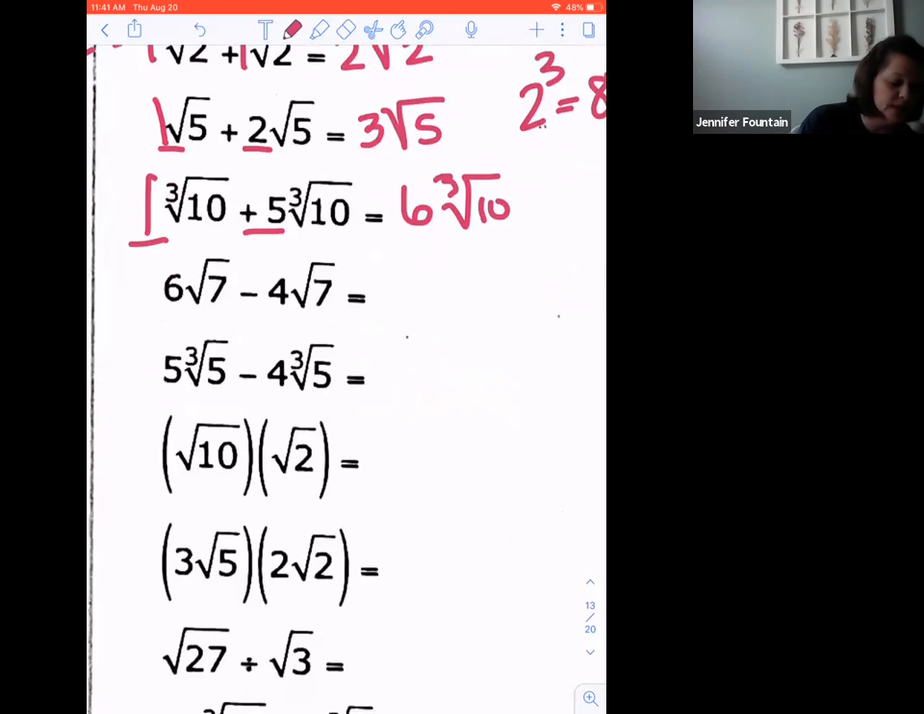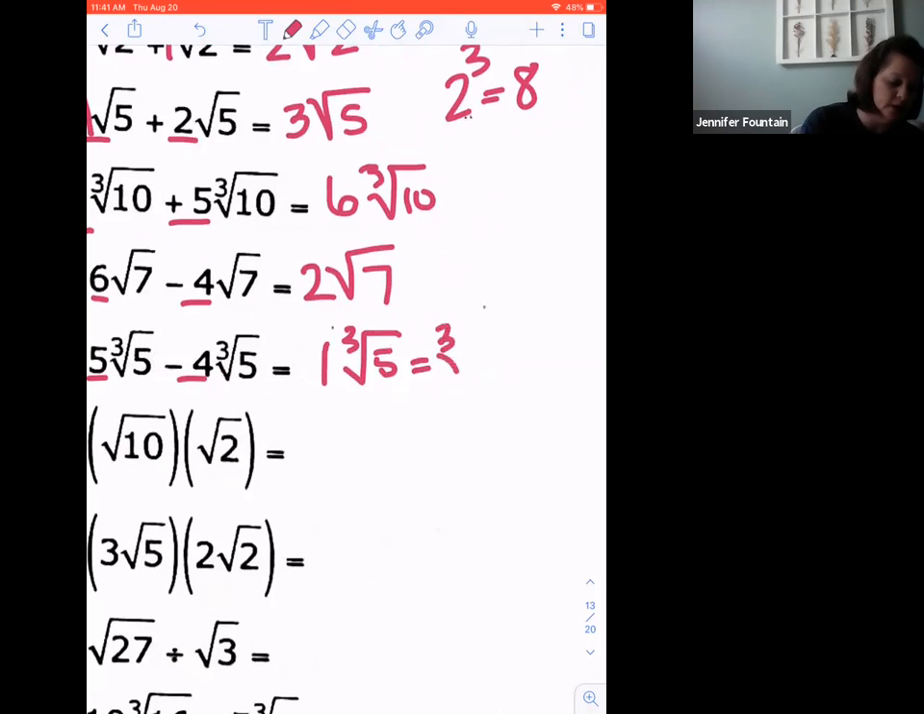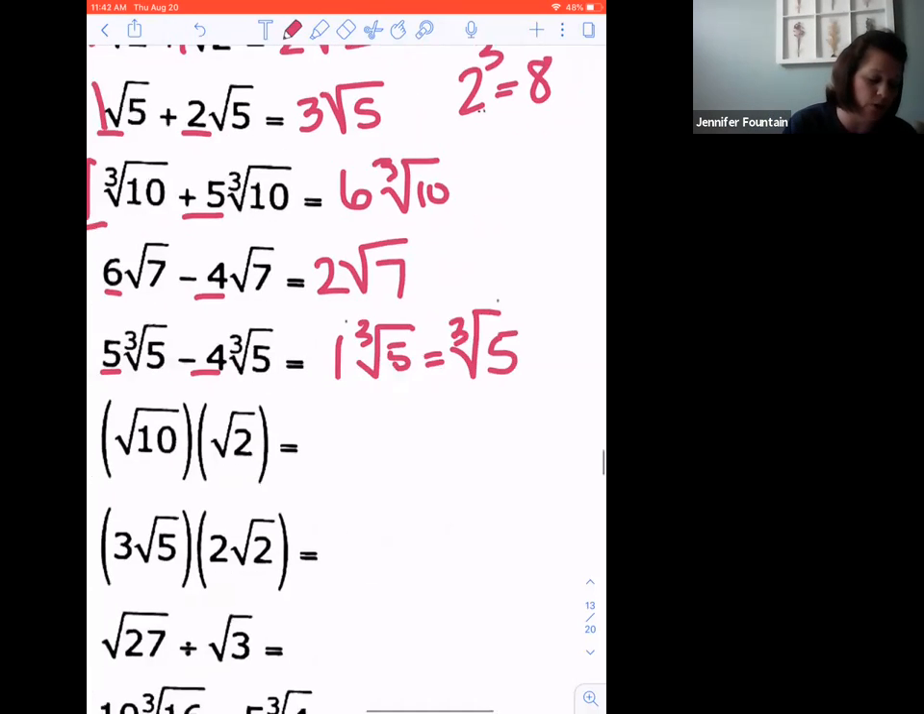6 times the square root of 7 minus 4 times the square root of 7. My index and radicands are the same. 6 minus 4 is 2 times the square root of 7. Same thing with the next one: index and radicands are the same. So 5 minus 4 is 1 times the cubed root of 5. I can simplify that by writing the cubed root of 5 as my solution. If you want to keep the 1 there, that's fine. It does not make it wrong. You can keep it or get rid of it, it's up to you.